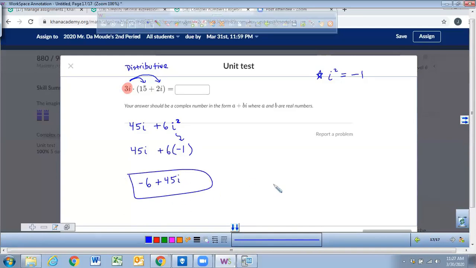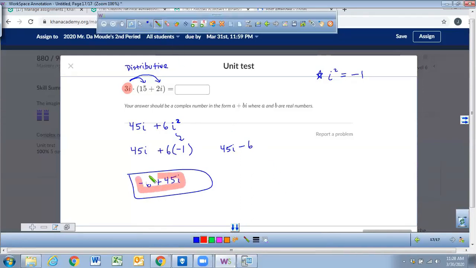Now, I rewrote something a little bit differently. Instead of writing 45i minus 6, how did I write it? I wrote it as -6 plus 45i. Now, why is it important that we actually write it this way?